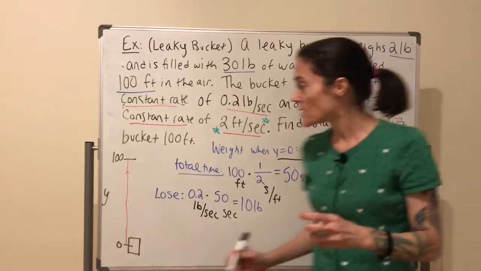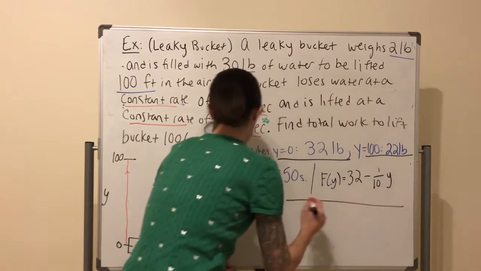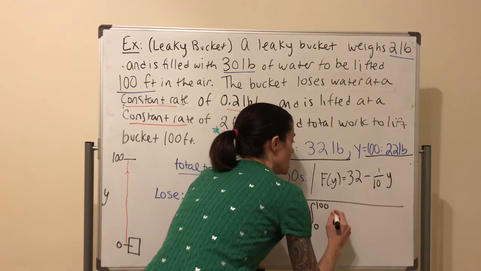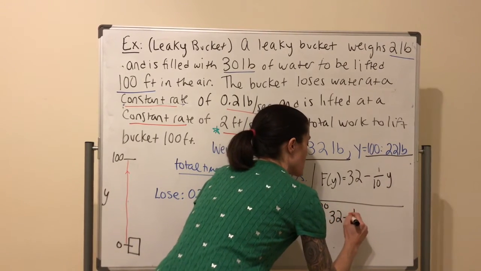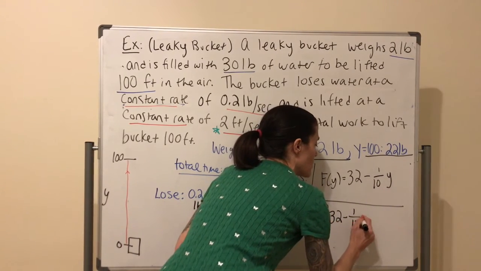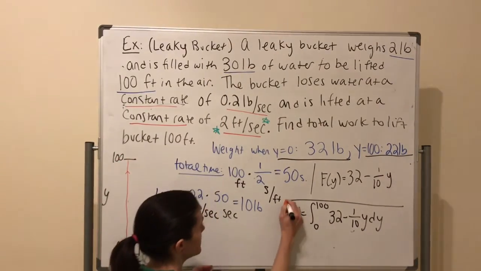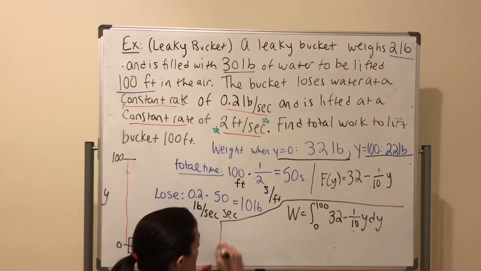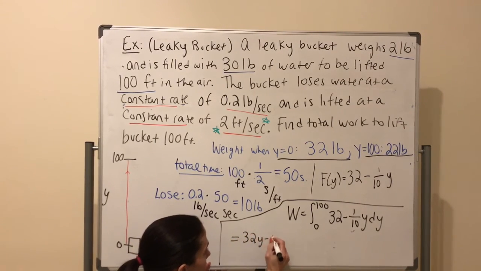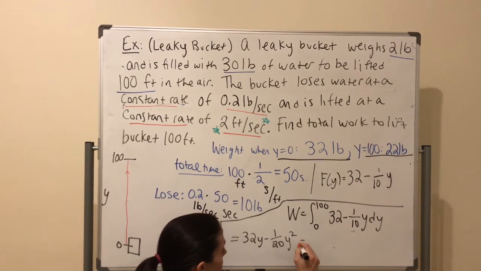And so now I will integrate. So the total work is an integral 0 to 100 of 32 minus 1 over 10 y dy. And this is not too bad. I'm just about out of space. This is an integral, or it is, excuse me, 32y minus 1 over 20 y squared.